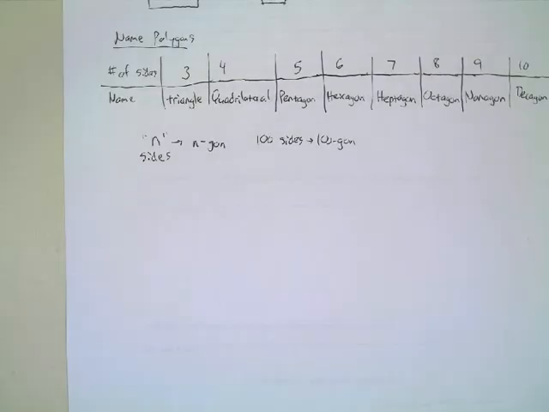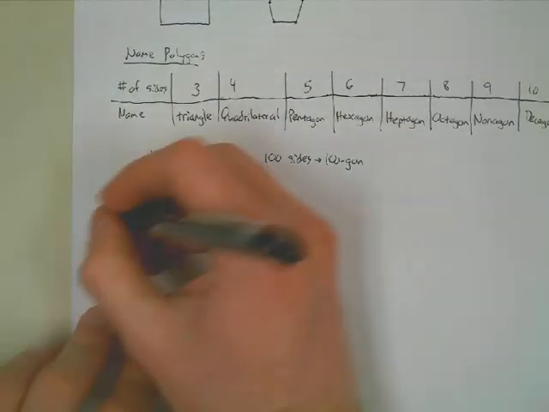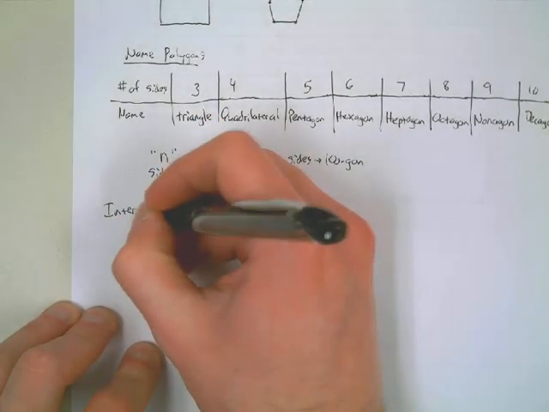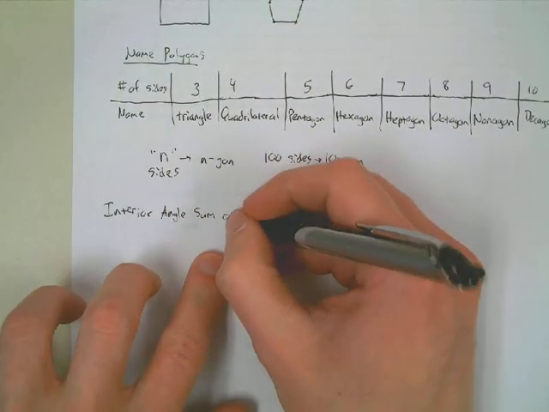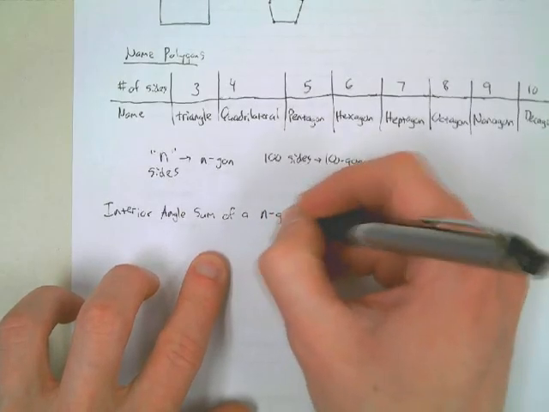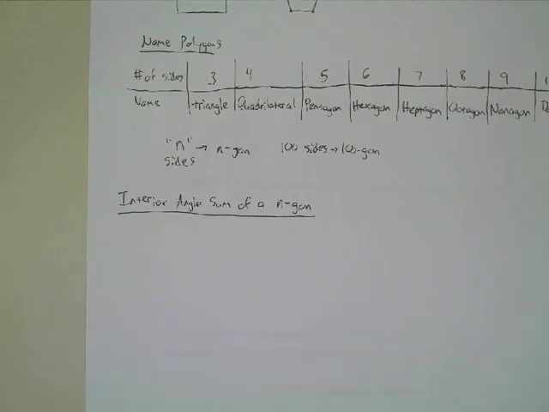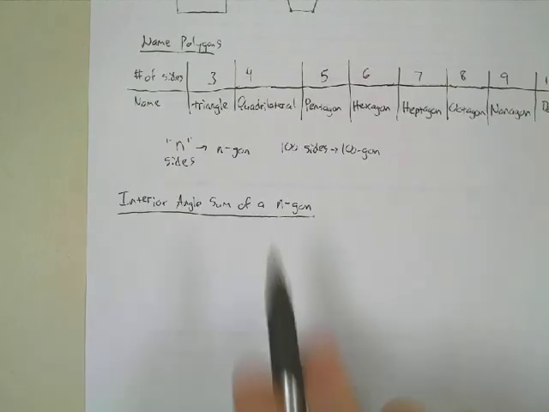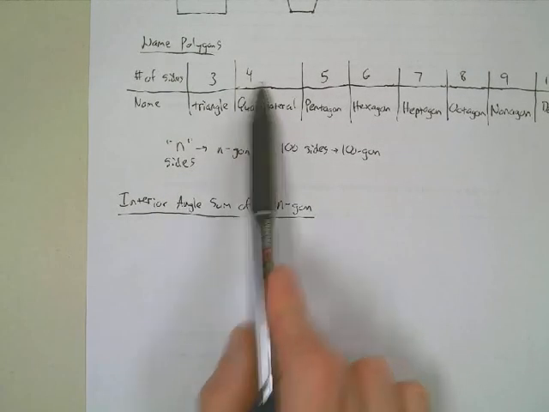Okay, now, the interior angle sum of an n-gon. Well, remember, we know the interior angle sum of a triangle, right? What do the angles in a triangle add up to? 180, okay? What about for a quadrilateral? 360, that's right. So we added a side, and we went from 180 to 360. We added 180 degrees.